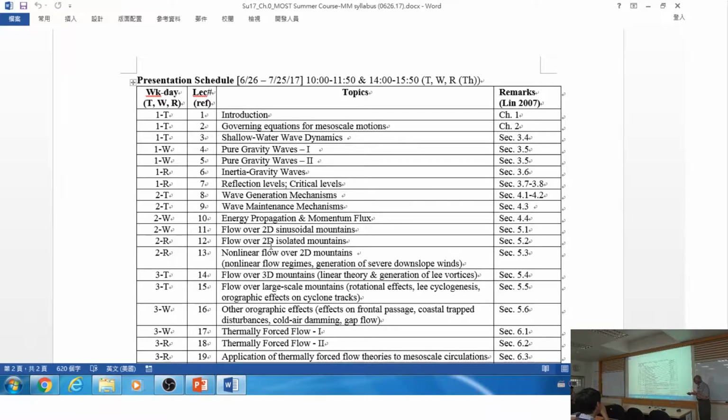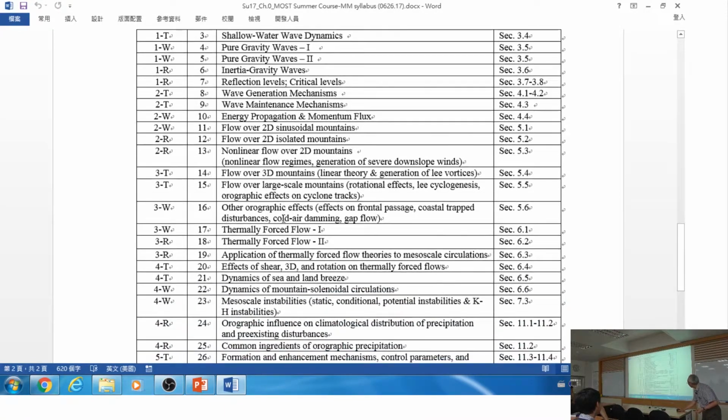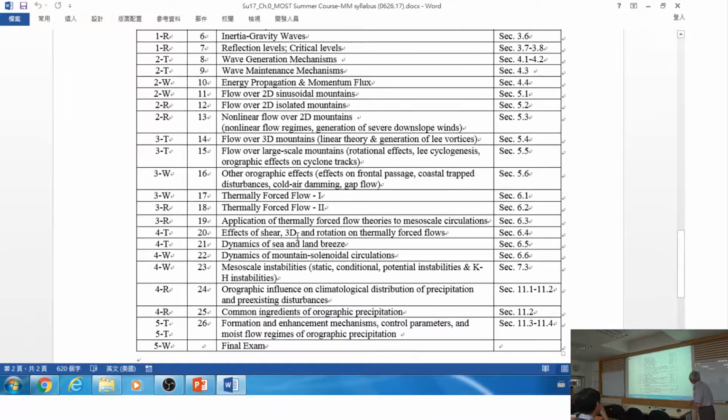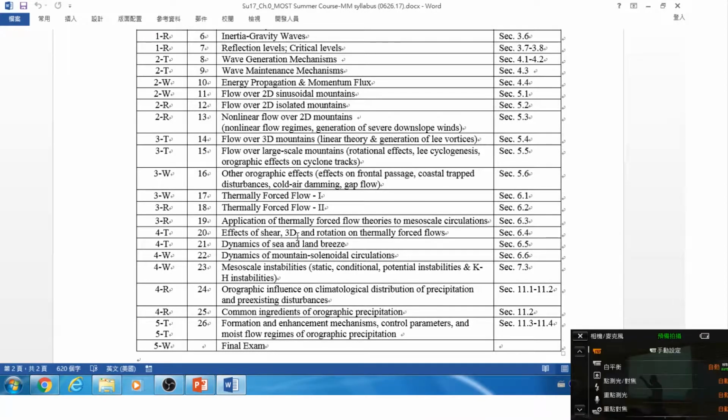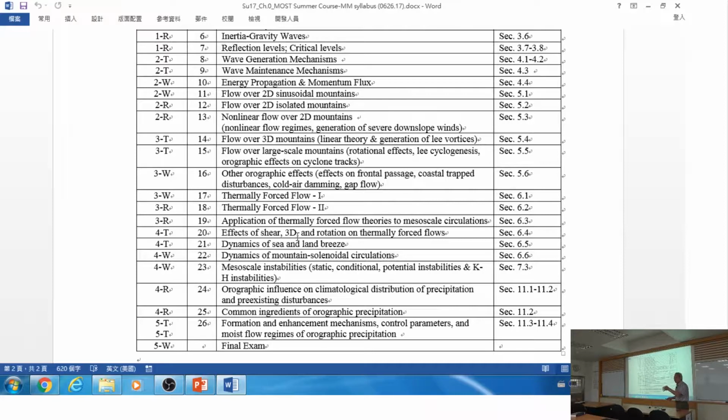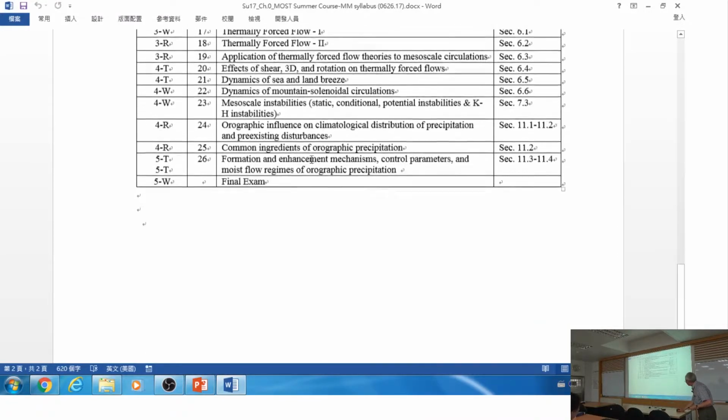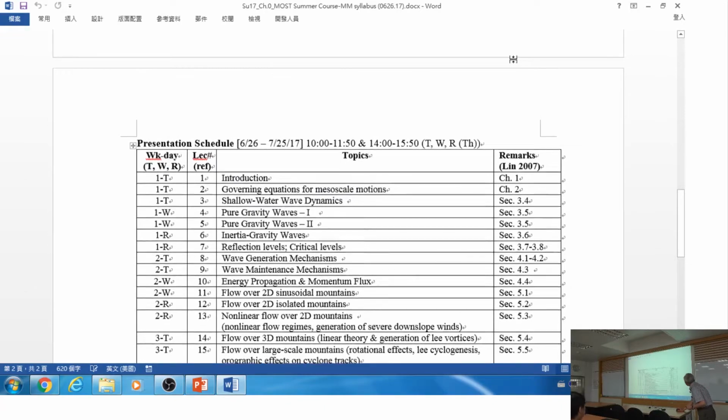And now this part is mountain waves, and then thermally forced flow, and then the last part is orographic precipitation. So there are only four parts: the first part is wave dynamics, basic dynamics; the second part is mountain waves; the third part is thermally forced flow; and the last part is precipitation. This is the syllabus.